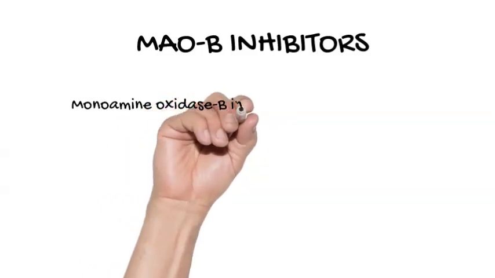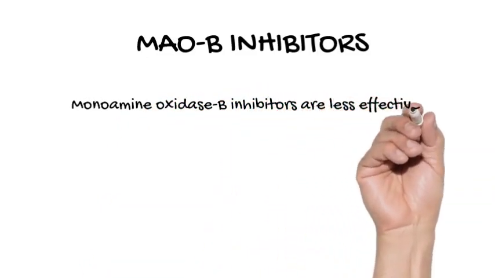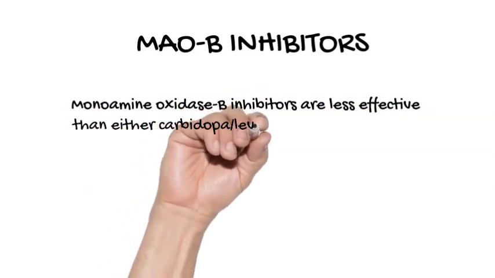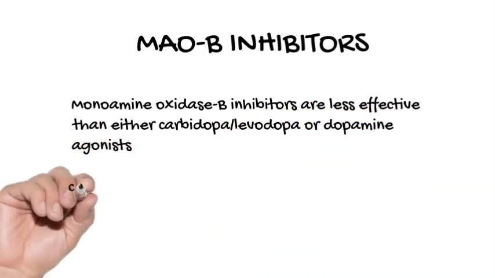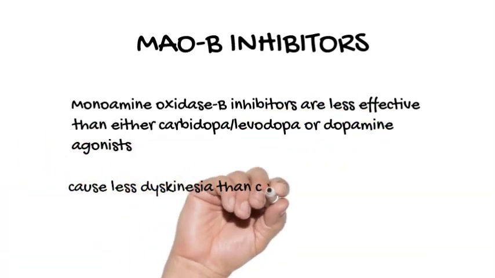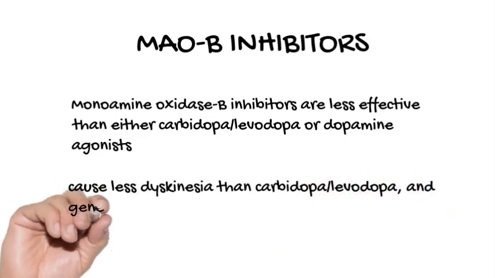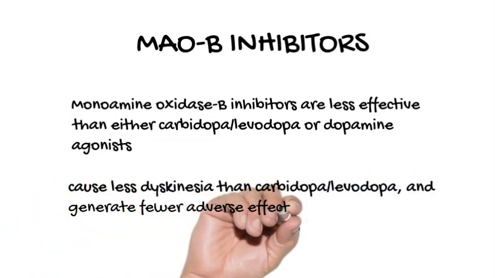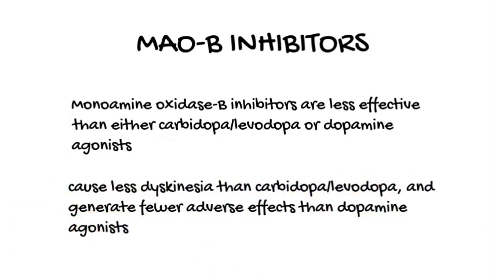Monoamine oxidase B inhibitors are less effective than either carbidopa-levodopa or dopamine agonists in treating motor symptoms of Parkinson disease, cause less dyskinesia than carbidopa-levodopa, and generate fewer adverse effects than dopamine agonists.